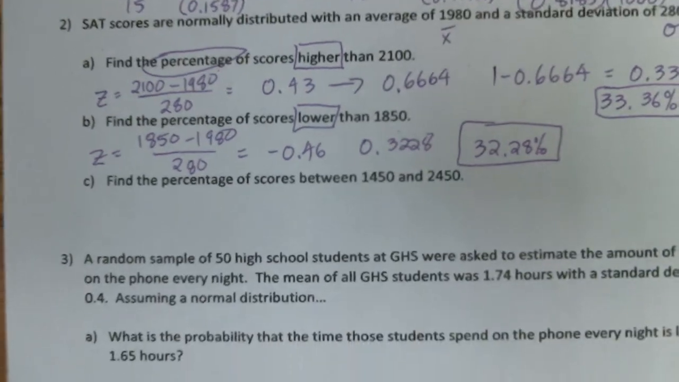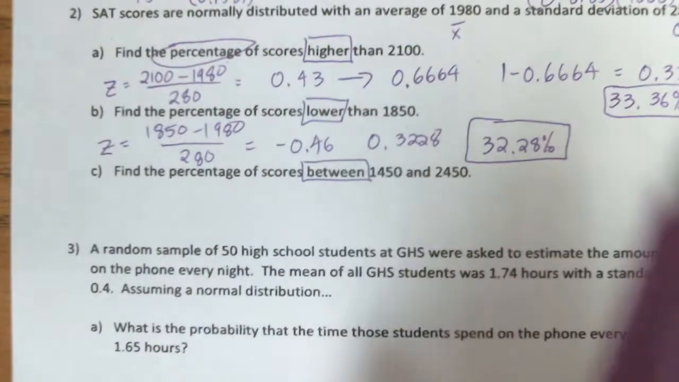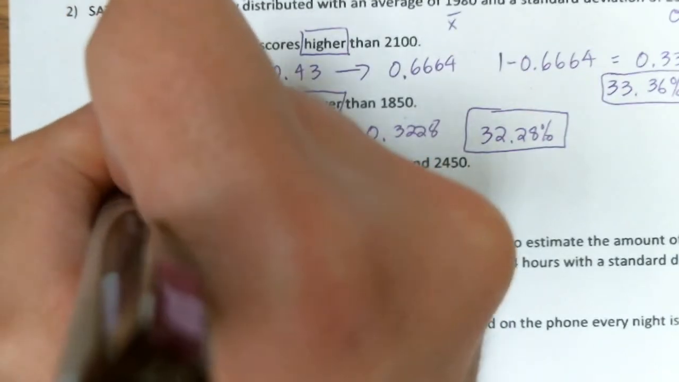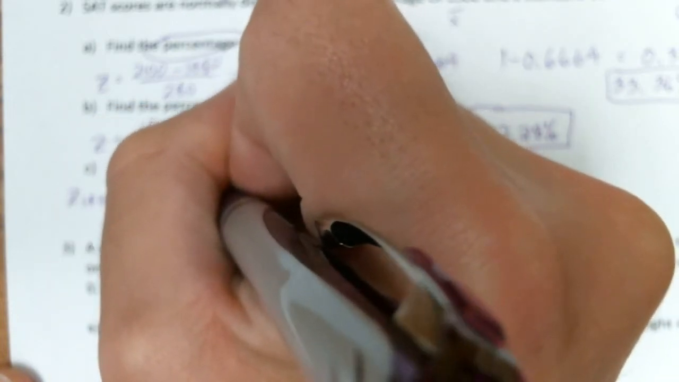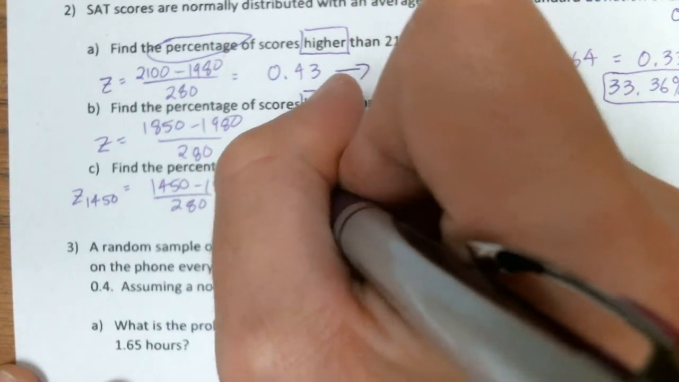Okay, part C. Here's that word again, between. When I see the word between, that ought to be a red flag. Hey, two z-scores. All right, so I have to find the z-score for 1450, and that's going to be 1450 minus the average over 280. That comes out to be negative 1.89.